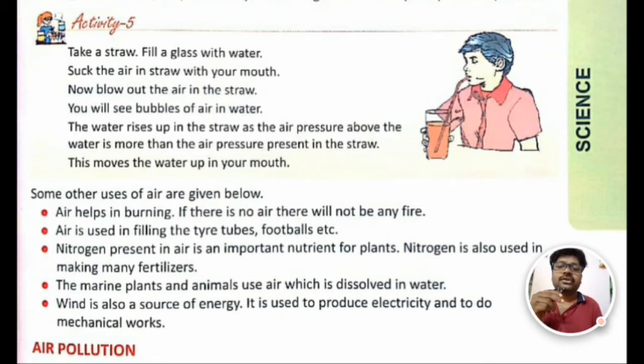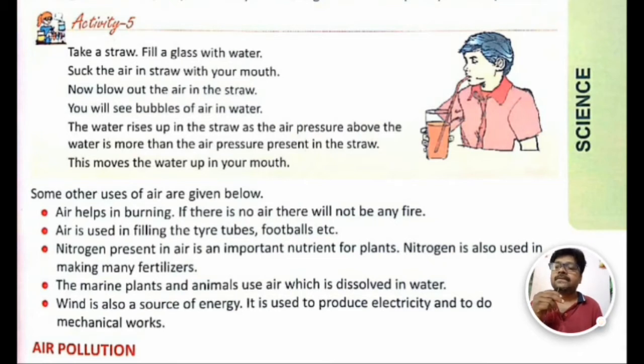You will study this in detail in your biological science in your higher classes. Nitrogen present in the air is an important nutrient for plants. Next, nitrogen is also used in making many fertilizers. Fertilizers are used for crops for better yielding.